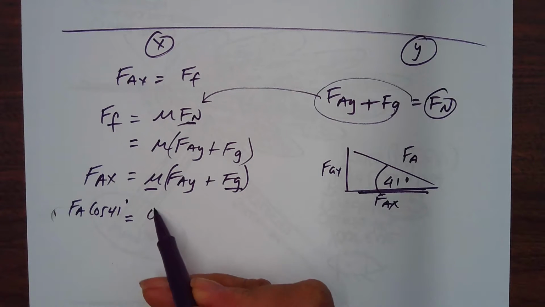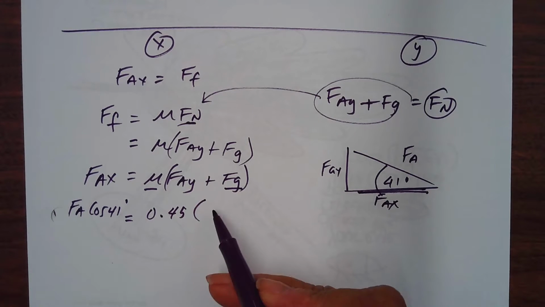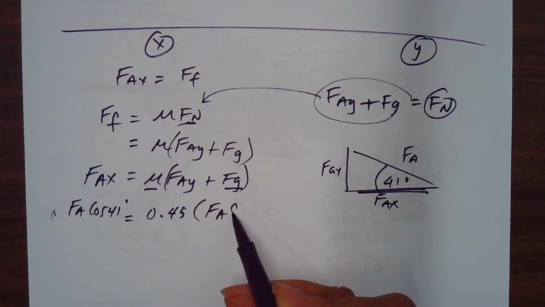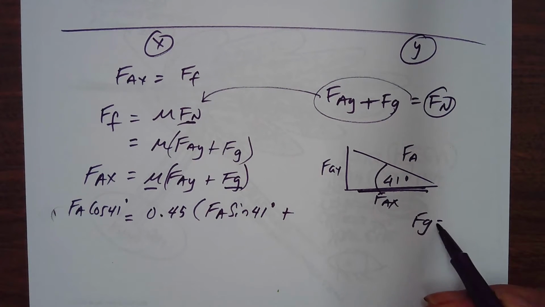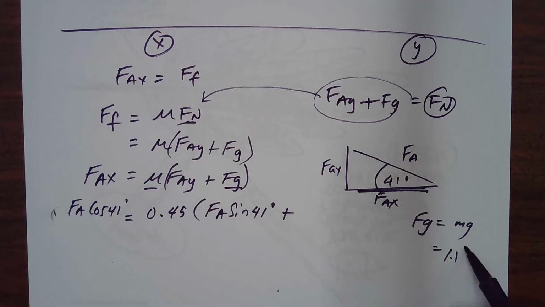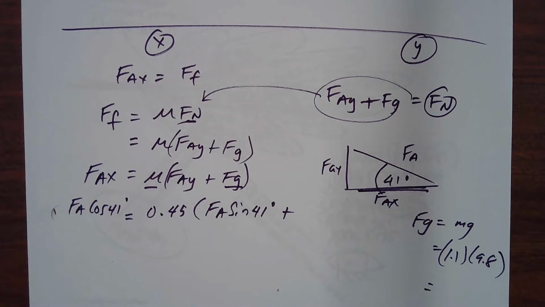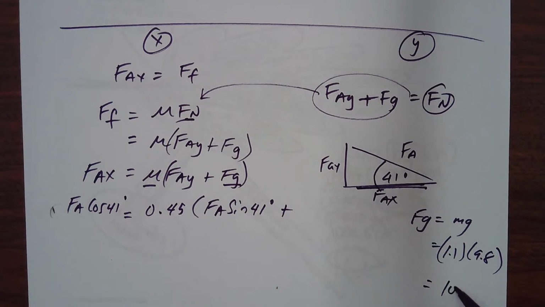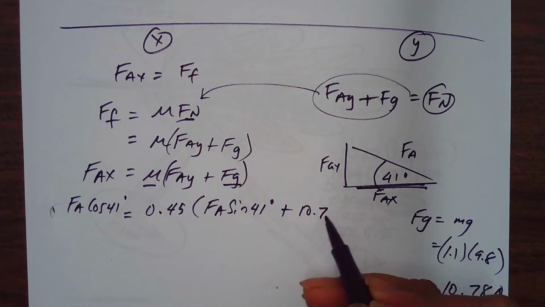What is the mu? 0.45 times Fay is Fa sine of 41 plus, what's our mg? I'm gonna calculate here on the side. Mg is, what's our mass? 1.1 times 9.8. Let's calculate that on the side. 10.78 newtons. I'm gonna just write down 10.78 right there.